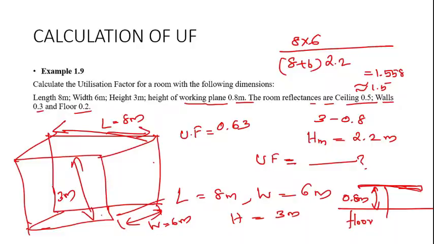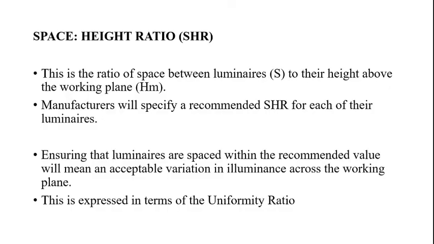Now one by one, for designing an interior, like a good interior lighting system, we have discussed the maintenance factor, the utilization factor we have discussed, and another important design factor which is to be considered while designing an interior lighting system is space to height ratio. So space to height ratio we have already discussed in module 1. So I'm just giving you the slide. You can refer this.